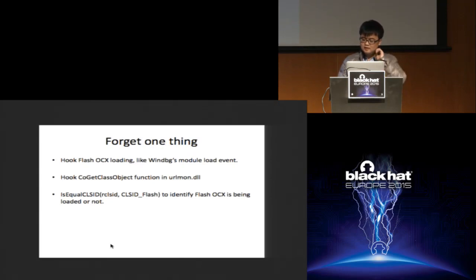Okay, I have forgotten one thing. We need to hook the Flash OCX loading. It is like a Windbg module load event. So I hook the COM function called GetClassObject in urlmon. In this function, I can use the required class ID to identify whether Flash OCX is being loaded or not.